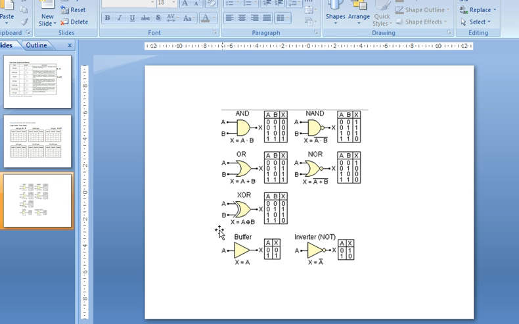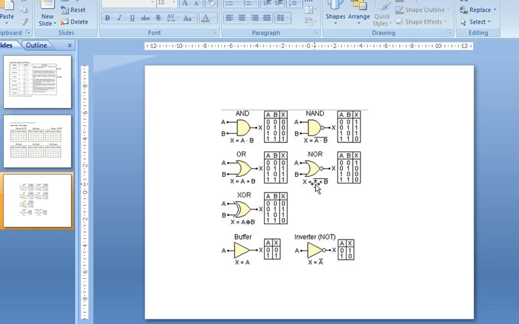This last slide is basically a summary of what we've just gone through. This is the AND gate. X equals A dot B, dot being the AND, and here's the truth table. And here's a NAND gate, and it's X equals A dot B with a bar across the top. And here's the OR gate, and it's X equals A with the plus symbol B, A or B. And here's the truth table.